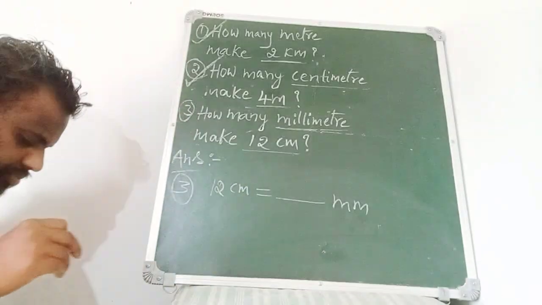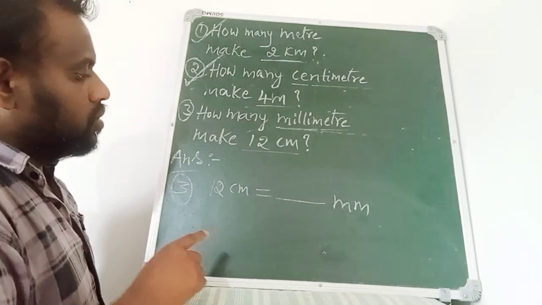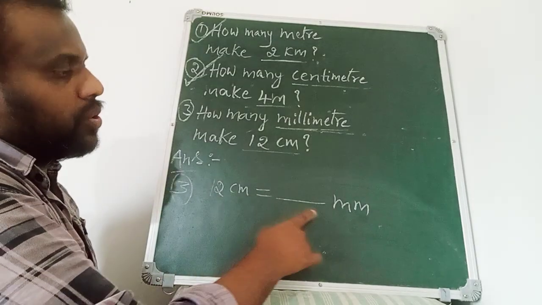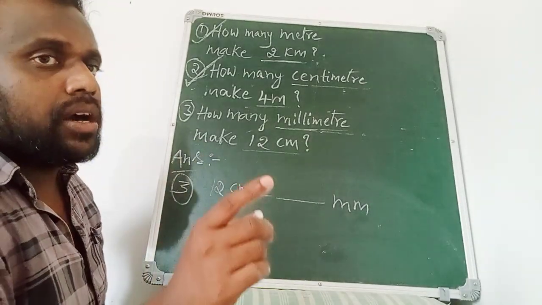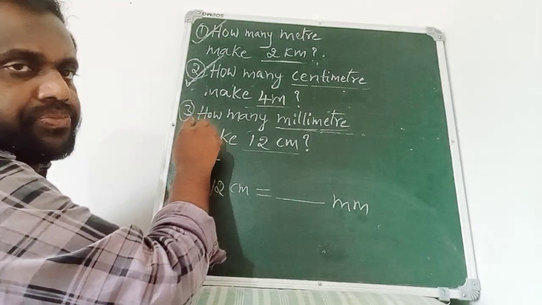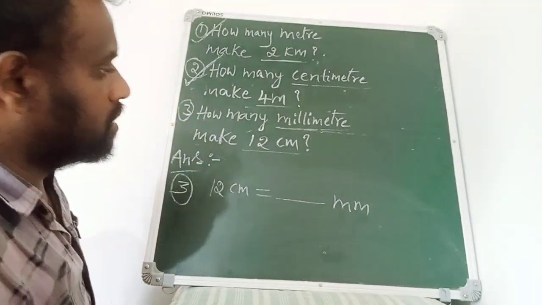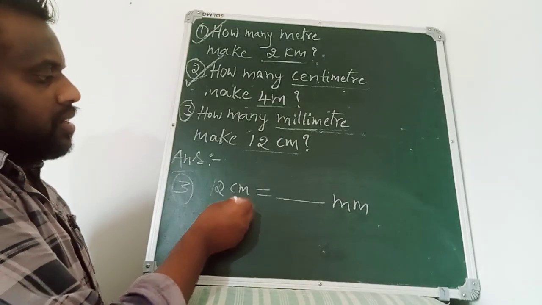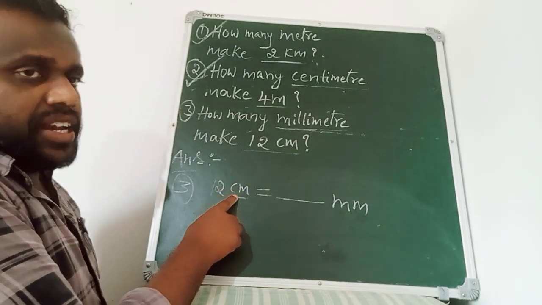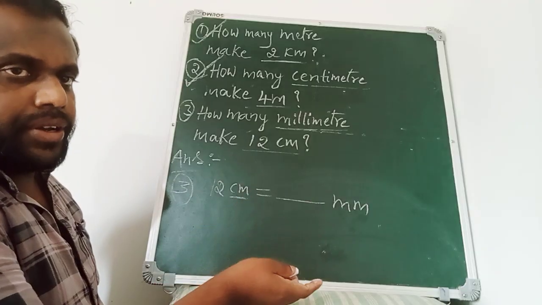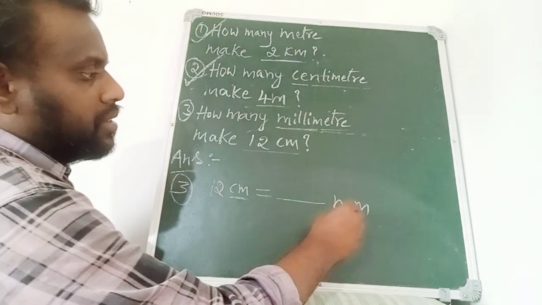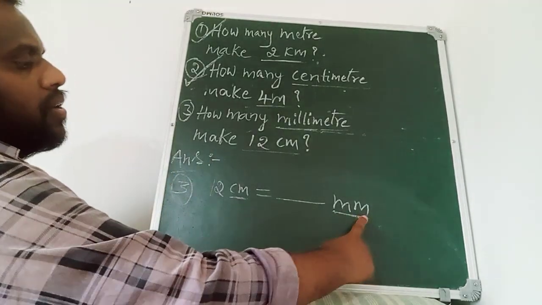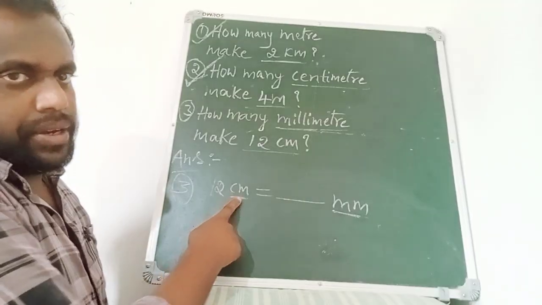Okay. So 12 centimeter is equal to dash mm. I mean 12 centimeter is equal to how many millimeter? That is the meaning of the third question. Okay. Next. See, centimeter is the greater unit when compared with millimeter. So millimeter is the smaller unit when compared with the centimeter.